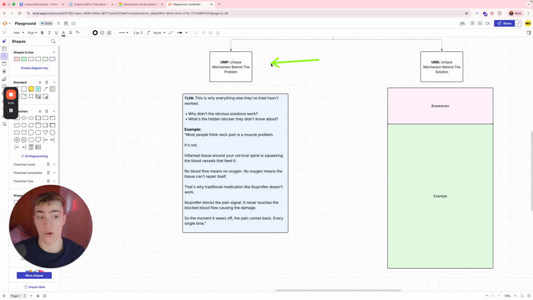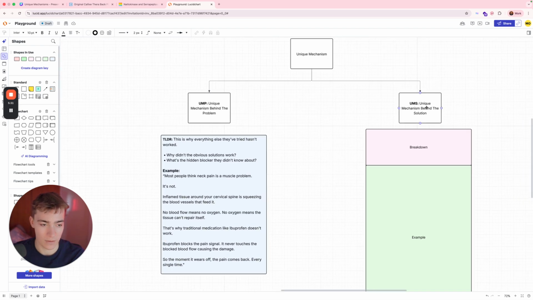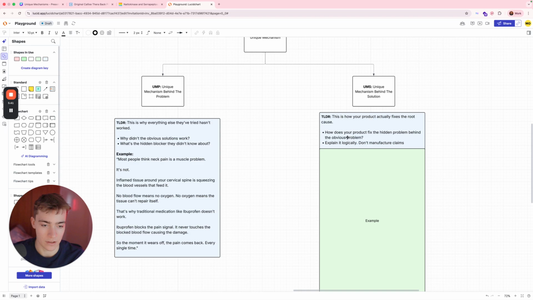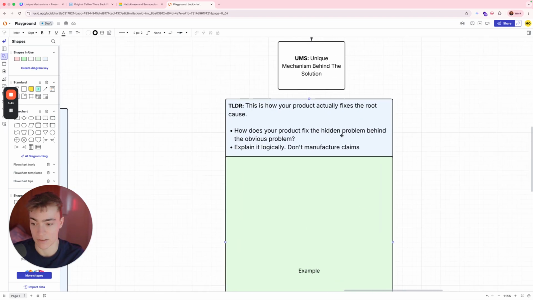On the other hand, you also need to have the solution. And here we don't talk about our product, blah, blah, blah, it solves this. No, we just talk about how this solution, the unique mechanism, solves this problem. So we're not saying how this fixes the problem. This doesn't fix the problem at all. It just fixes the unique mechanism behind the problem.